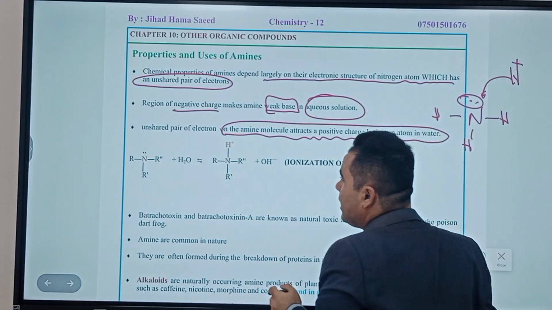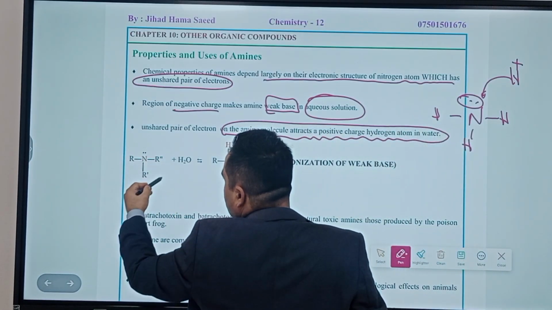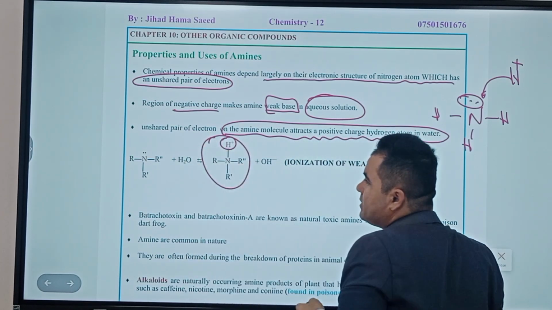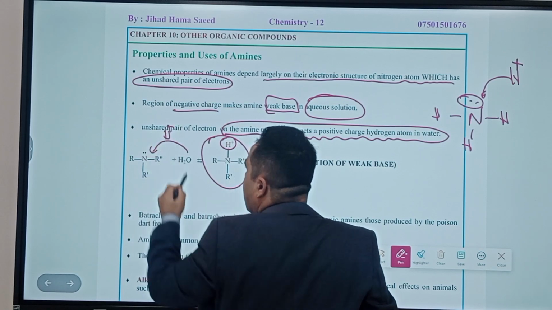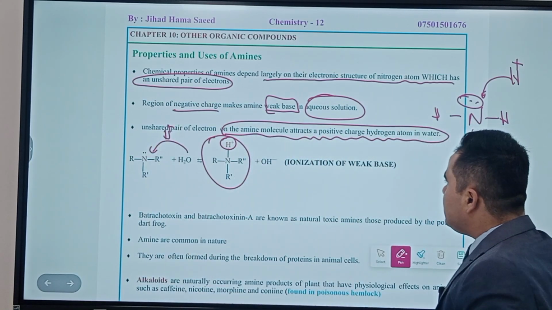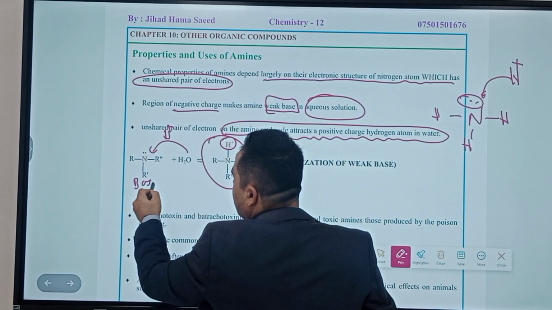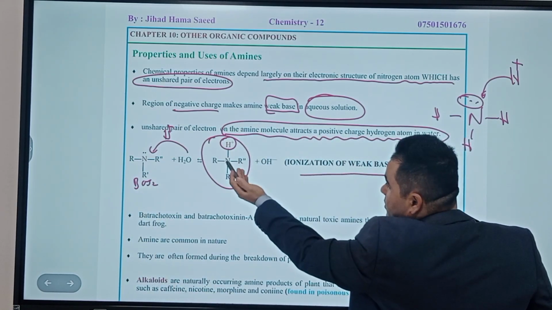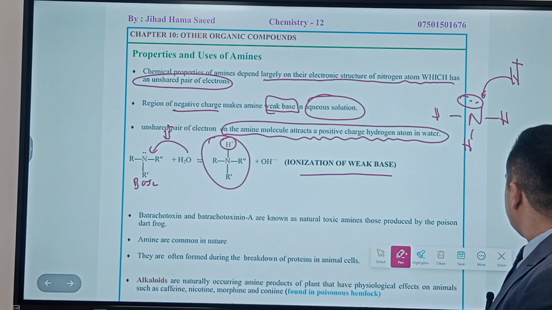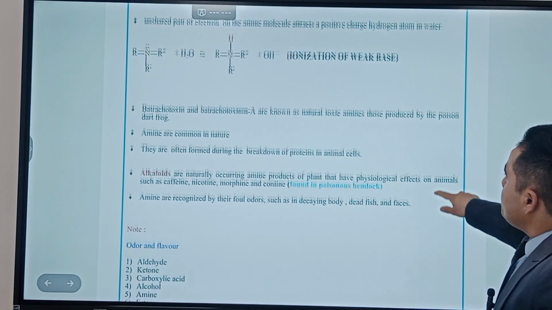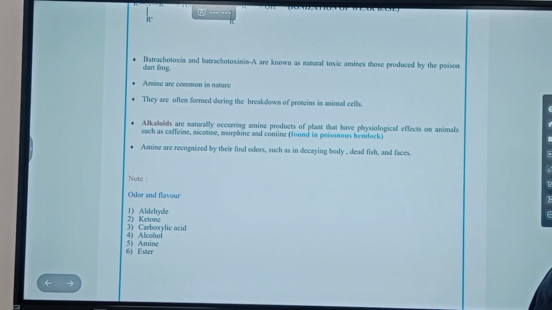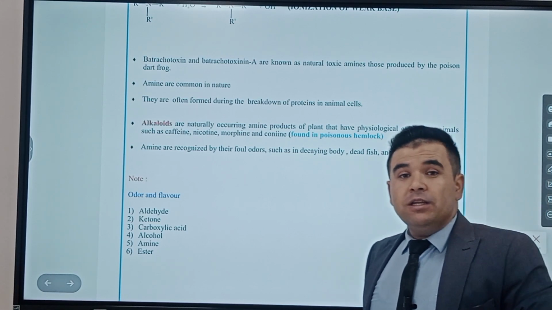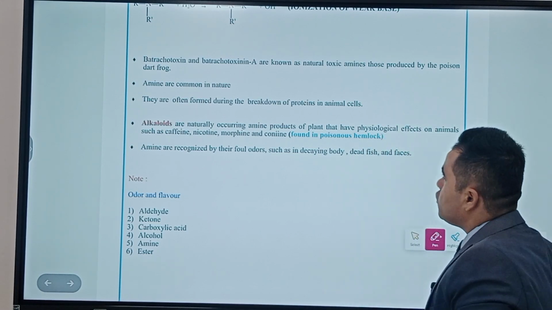As you can see here, we have N attached to three R's plus H2O. It obtains a proton from H2O to become a base, but usually they are weak bases. Ionization of a weak base is represented by that reaction from the amine. We have some other properties of amines. So we said the amines act as weak bases in aqueous solution.